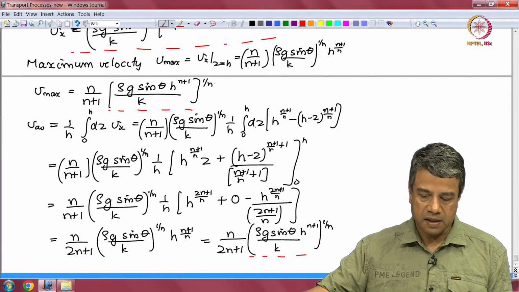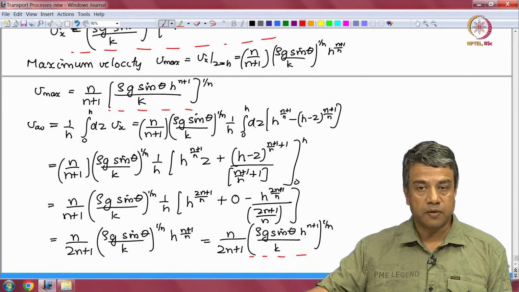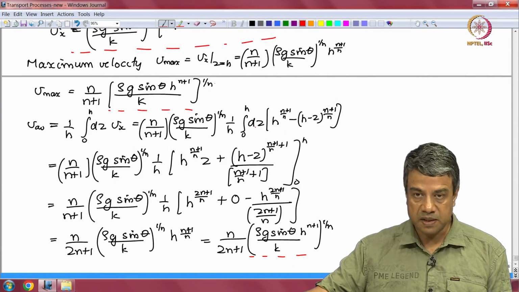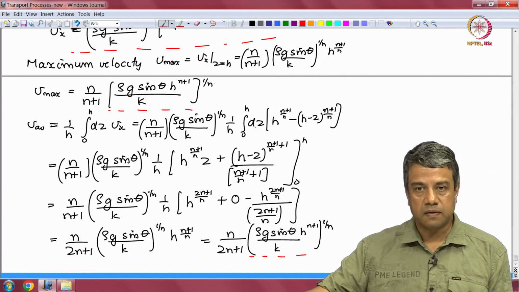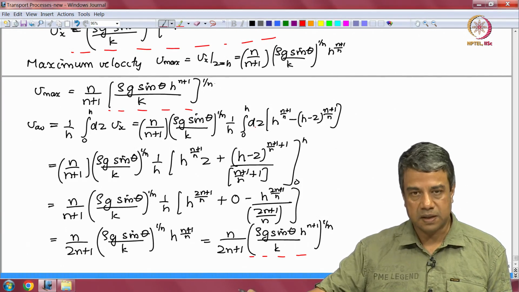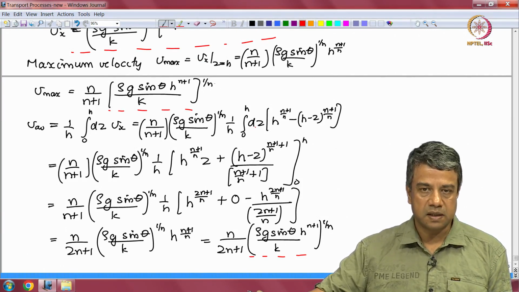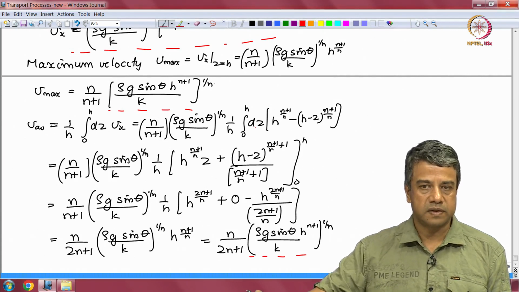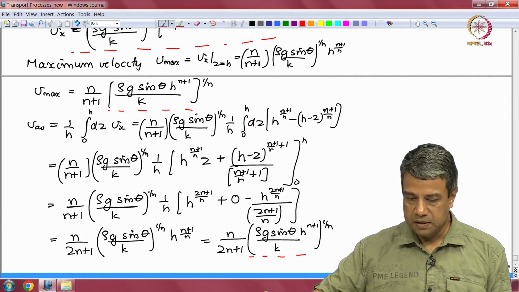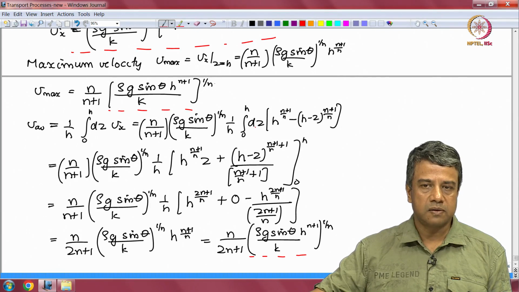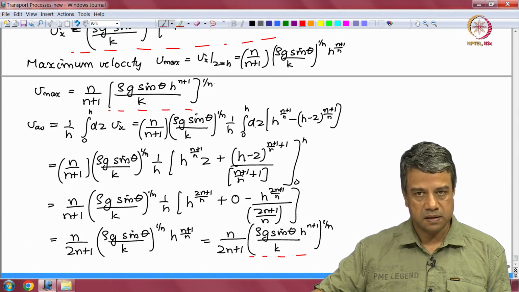The maximum and the average velocity both are proportional to the thickness power (n plus 1) by n. For a Newtonian fluid it is proportional to thickness squared for a given density, gravitational acceleration, viscosity, etc. So, I will briefly summarize this and then I will go on to the next topic in the next lecture. I will see you then.